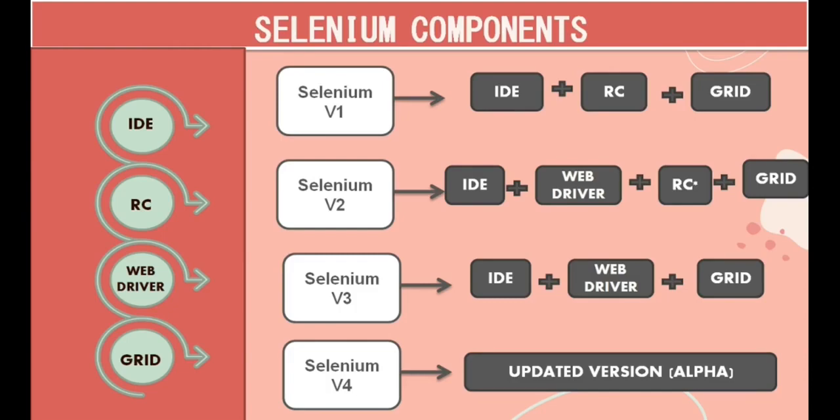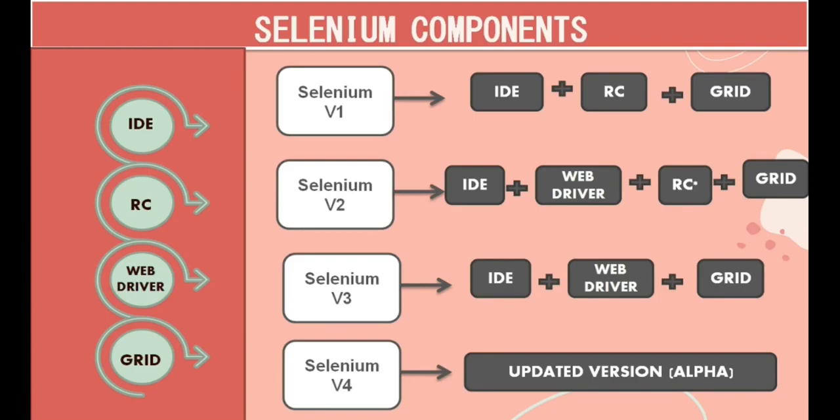Now you must be thinking, why are the WebDriver and RC both introduced here in version 2? Because the WebDriver was in the development phase and they were trying to implement it. So that is the reason why in Selenium version 2 we have the IDE, the WebDriver, the RC and the grid. In Selenium version 3, we had the IDE, WebDriver and grid. Here you see that the RC was completely deprecated and we only have the WebDriver. Currently we have Selenium version 4. It has many new features. This is the new version of Selenium 4 and it is still in development.